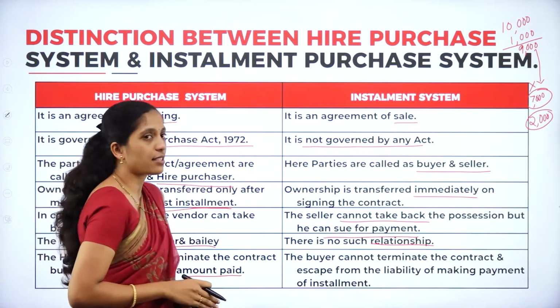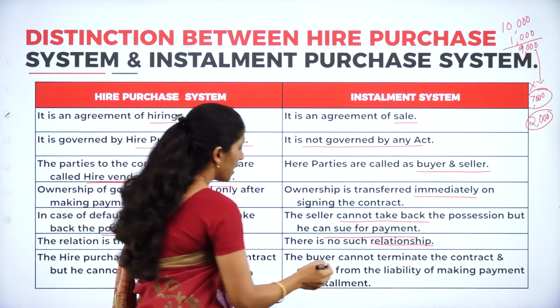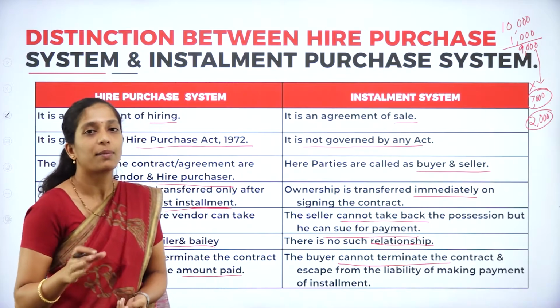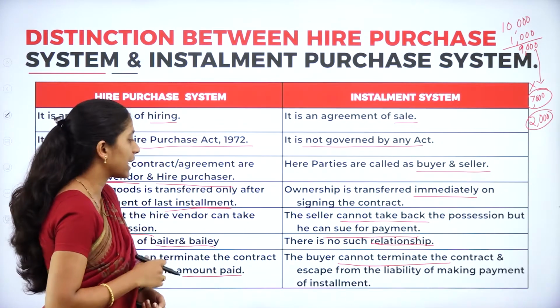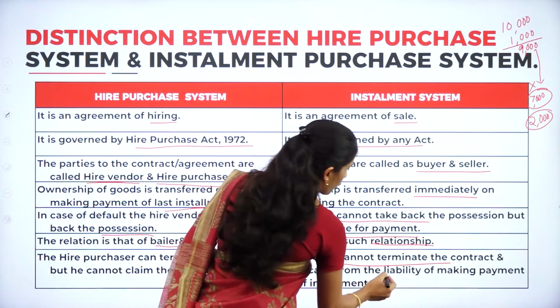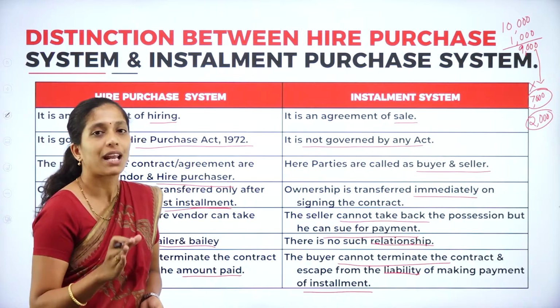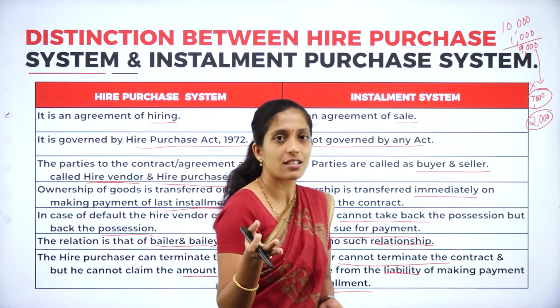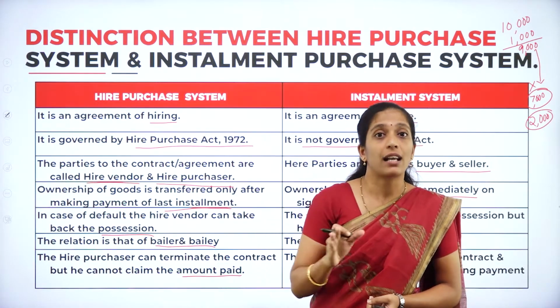Whereas coming to the installment system, the buyer cannot terminate the contract. So here in installment system, the buyer cannot terminate the contract and escape from the liability of making payment in installment. So here the buyer has to make the payment. Whereas in hire purchase system, if he doesn't pay any of the installments, whatever amount has been paid is a benefit for the hire seller.